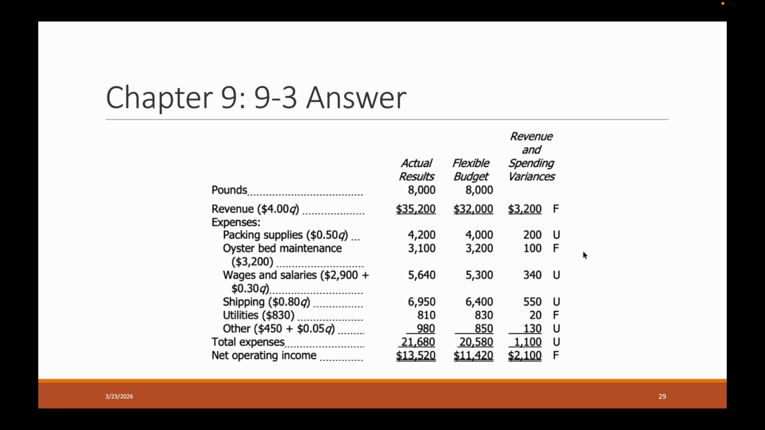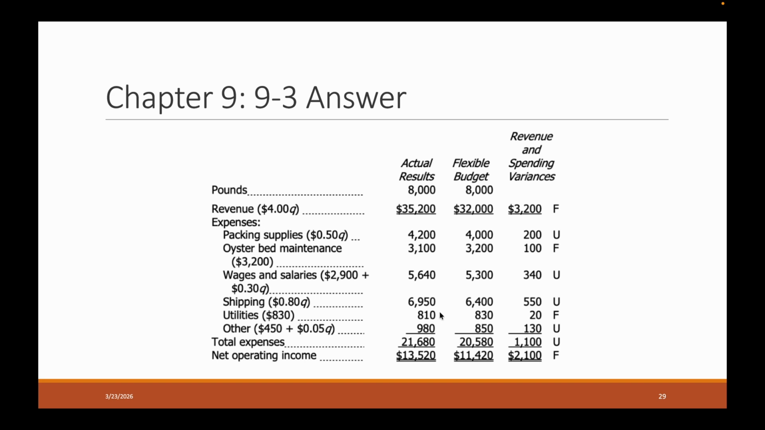So that's an unfavorable change between the actual results and the flexible budget, also known as the variance between the two. For oyster bed maintenance, we actually spent $3,100 where we planned $3,200. So we spent $100 less than what we planned. So that's a favorable variance of $100. For wages and salaries, we spent $5,640 where we planned $5,300. So we spent $340 more than what we planned. So that's unfavorable. Shipping, again, we spent more than what we planned. So that's going to be unfavorable for $550. Utilities, we spent less than what we planned. So that means it's a $20 variance, and that's favorable because we spent $20 less than what we planned for. And in other, the actual results were $980, where we planned for $850. So we spent $130 more than what we planned for.